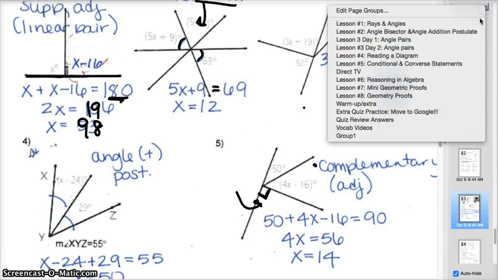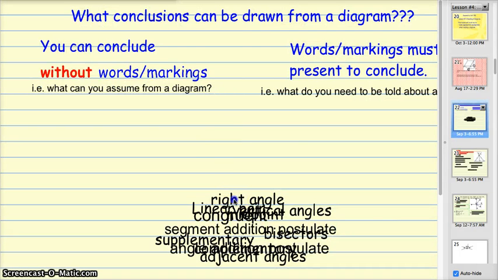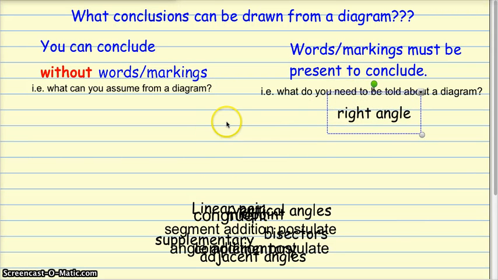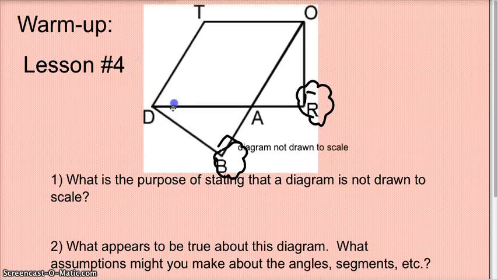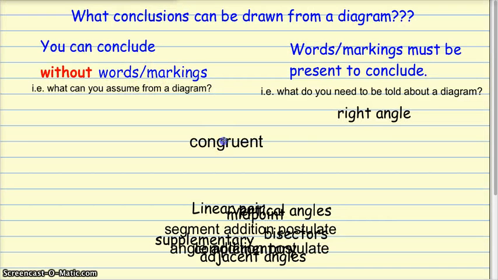So the idea of today's lesson is I want to discuss what you can and can't assume from a diagram. So for instance, a right angle. A right angle has to be marked using that little box, or even in words for me to say in a diagram, hey, I intended a particular angle to be 90 degrees. It has to somehow be present, otherwise you can't assume it. Congruent angles. If you were to draw two angles, you can't just assume that this angle D is the same as this angle O unless I mark it. So congruent angles, congruent segments have to be marked or have to be given to you.